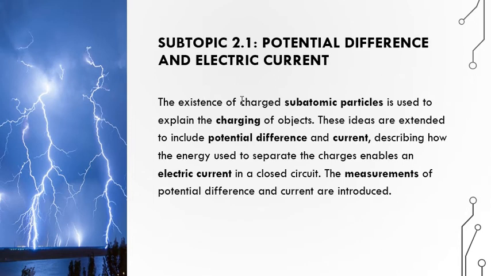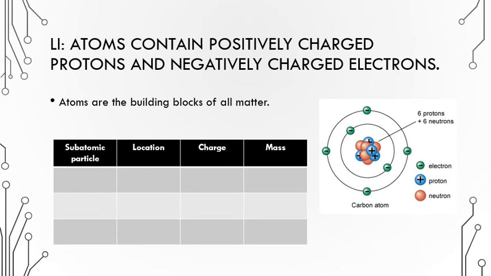Now, the existence of subatomic particles, so tiny particles, which we'll elaborate on in a minute, are used to explain the charging of objects. And then these ideas are extended to include potential difference and current, and describing how energy can be used to separate the charges, and that enables an electric current in a closed circuit. And then the measurements of potential difference and current are introduced. So we're going to mainly look at potential difference and current. But as I said, first we need to know some basics about how atoms are structured.